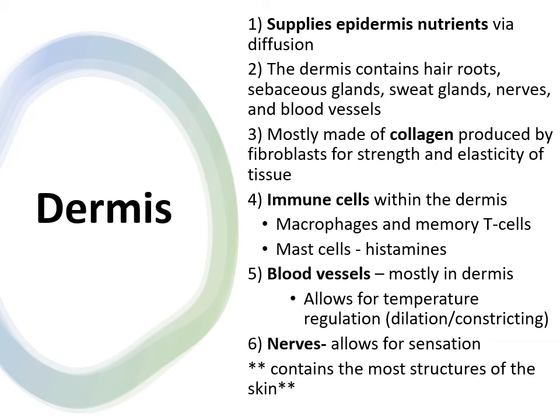Okay. The immune cells in the dermis, if you recall from an earlier module, there's macrophages there, and there's mast cells there that release histamine. Okay. There's also blood vessels in the dermis that allow for control of temperature, but also, of course, supply nutrition to the area. And lastly, there's nerves for sensation, right? So the vast majority of the structures in the skin are within the dermis.